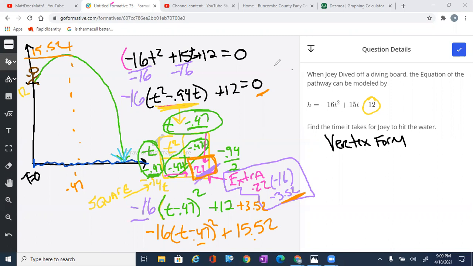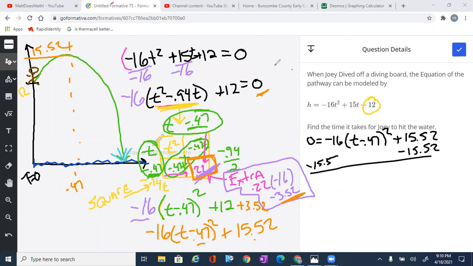So that's what we're going to do now: we're going to solve this equation as we set it equal to 0. So I do 0 equals -16 times t minus 0.47 squared plus 15.52. And we just solve. We subtract 15.52. That would give us -15.52 equals -16 times t minus 0.47 squared. We divide by the -16 as our next step.